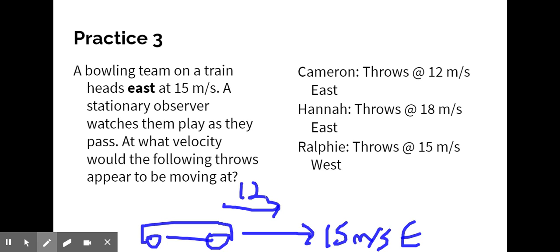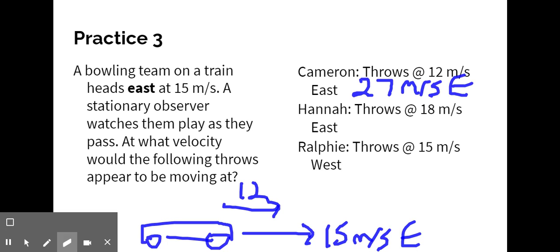Both of these vectors are going in the same direction. That means we have 12 plus 15. So to a ground observer, a stationary observer, this is going to appear to be moving at 27 meters per second east, because we're just taking 12 plus 15.